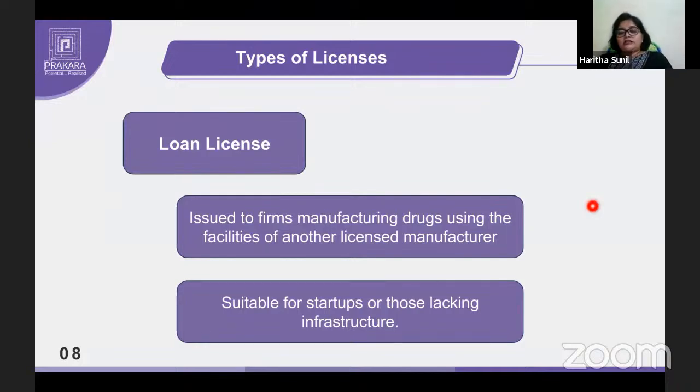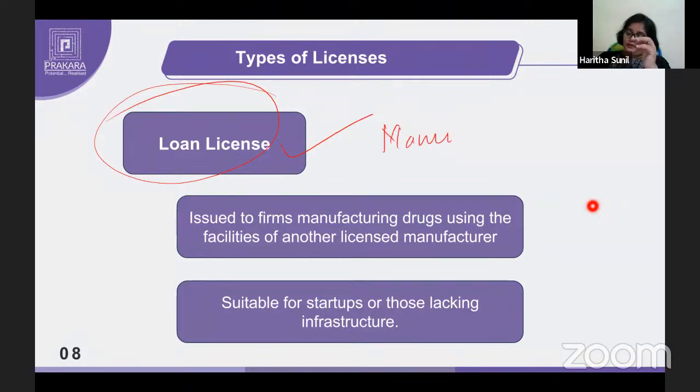Okay, so in the syllabus, we have two types of licenses, the loan license and the labeling license. By seeing this particular word, you can understand that a license has to be taken in order to apply for a loan. That is called a loan license. It is a type of manufacturing license, we call it.